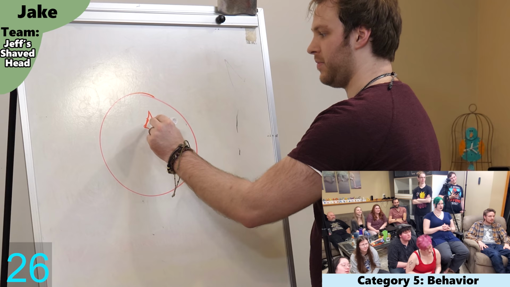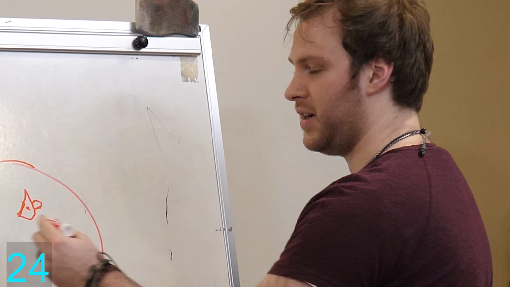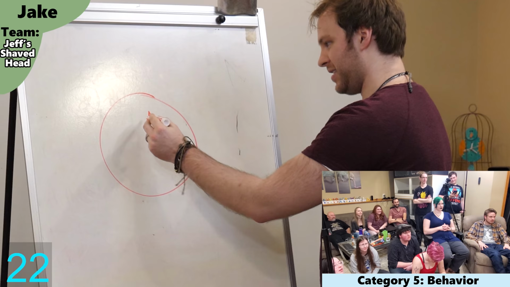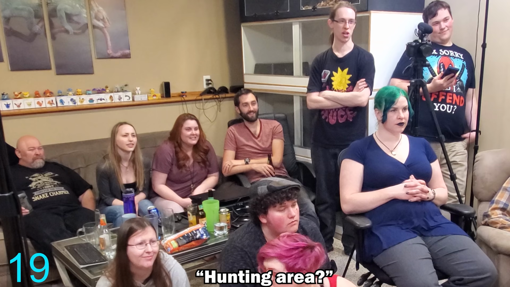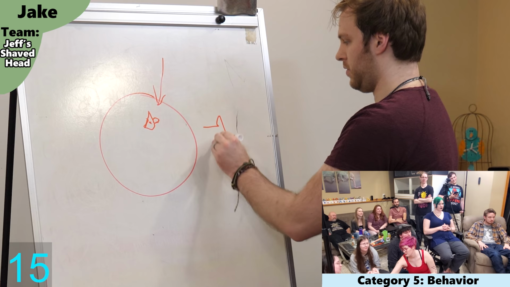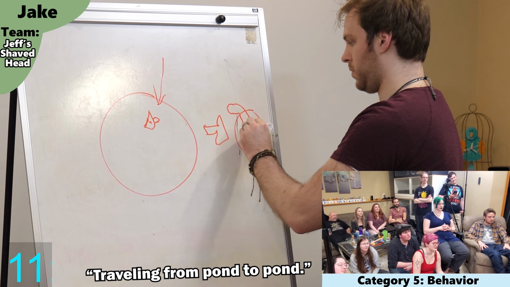Three, two, one. What was the category? Behavior. Thank you. Jake, draw faster. Hunting area? Burrowing. Habitat? Traveling. Yeah, traveling from pond to pond. Or breeding. Moving around. I love pimping!